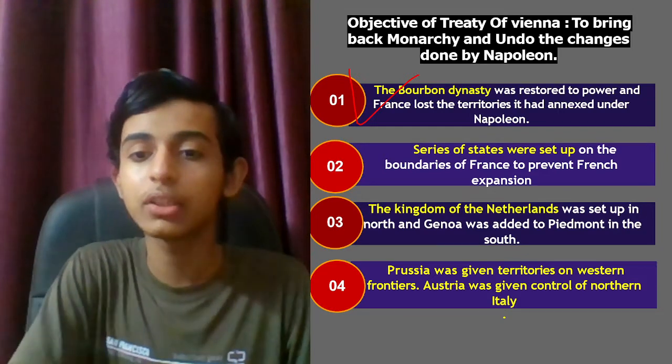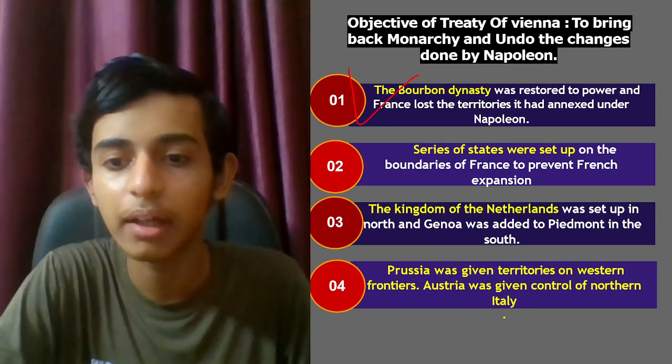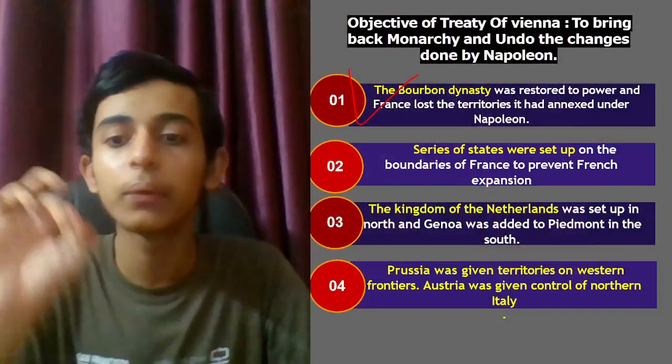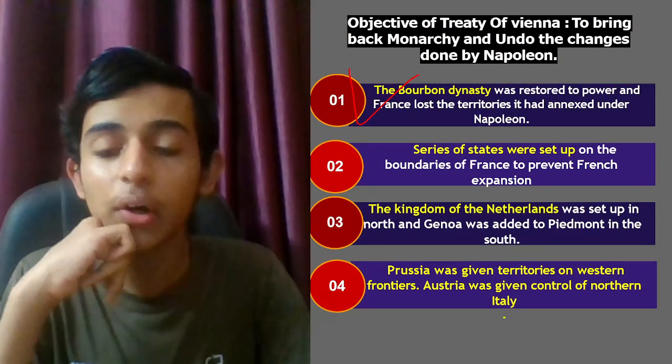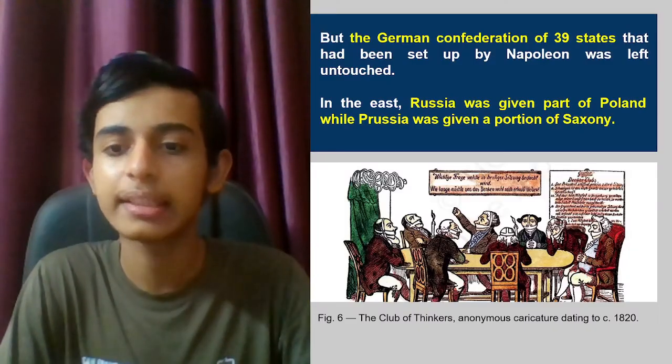So as you know, okay, so as we have heard about, okay, yes. So are you all able to understand the concept? Okay. Now, the Kingdom of the Netherlands was set up in the north and Genoa was added to Piedmont, as we have read. And now next.